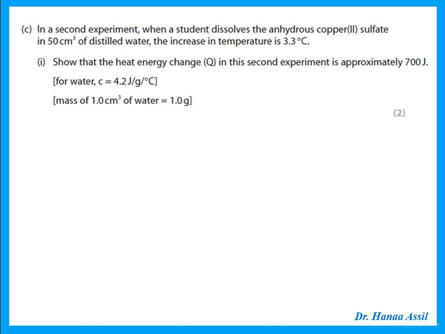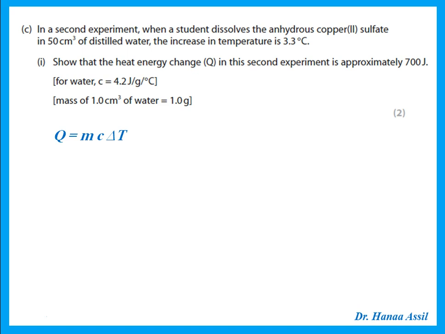How do we calculate Q? Remember that Q is the quantity of heat or the heat energy change, and you should know that Q is mcΔT. Now, what is m and what is c and what is ΔT? You should realize that m is the mass of the solution or the mass of the water. And if he says 50 cm³, that is the same as 50 grams, because the density of water is 1.